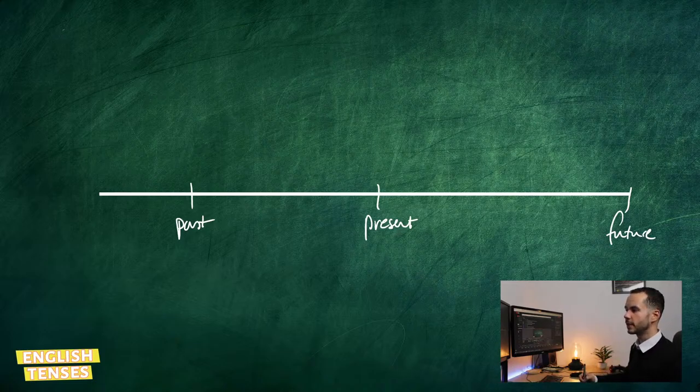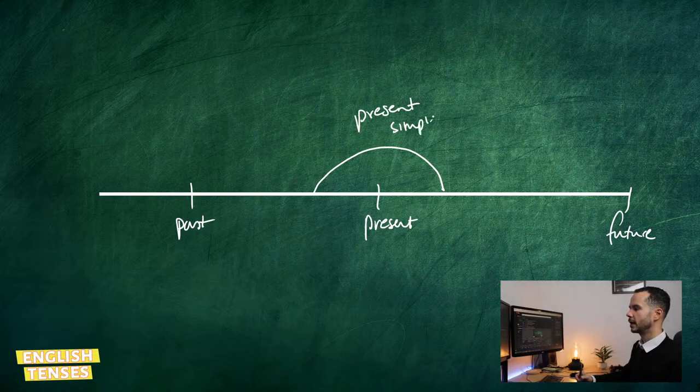Now, I usually say present simple happens around the present. And this is because present simple is also used for things like facts and opinions and, you know, basic truths. And those things are related to the present, but not related to the present as is the case with present continuous. So present continuous is used for things that are happening now, right? And for things that are happening now, we use present continuous.